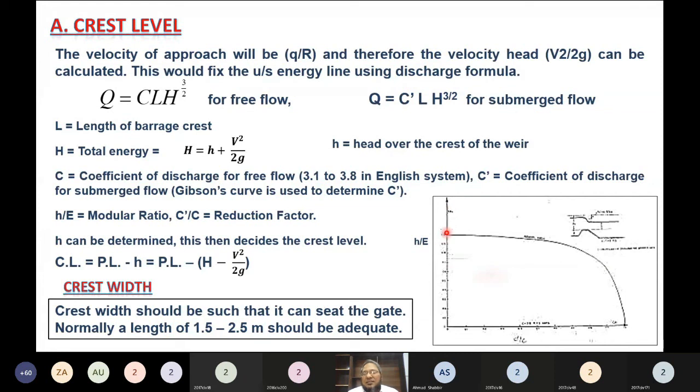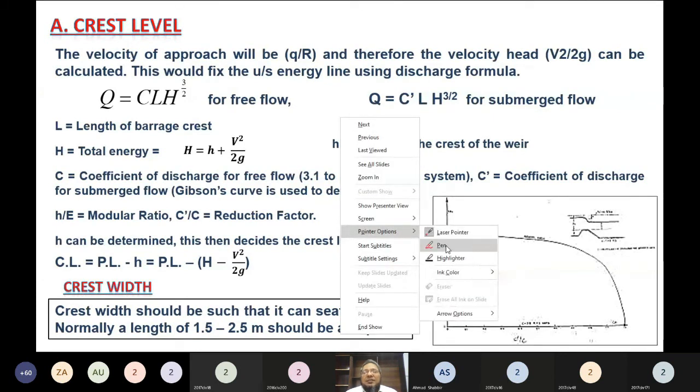Gibson's curve. So this is Gibson's curve, and the variable on the y-axis is small h over E, where E is the total energy and small h is the head over the crest of the weir, and C dash over C. If we know the C, for this value we can go here and find the value of this ratio C dash over C. We know the C, so we can find C dash. I'm sorry, these are not readable, but in the book you can read it. So I have shortened it. Is it clear? So C dash you can find, and then you will use this equation.